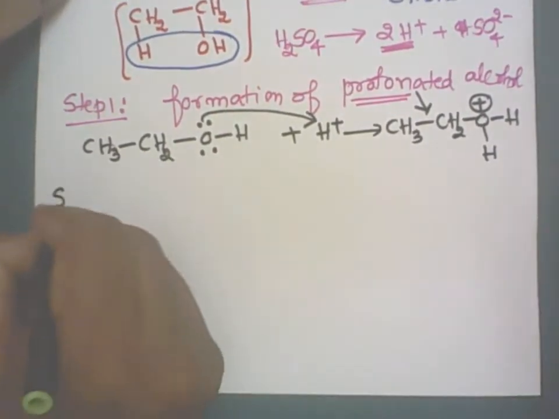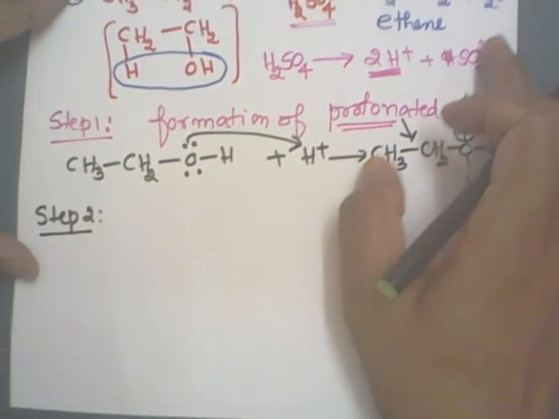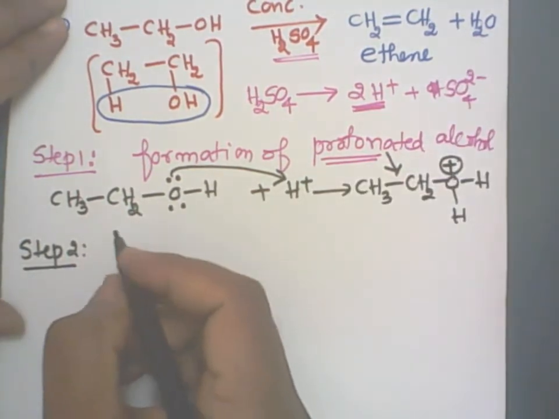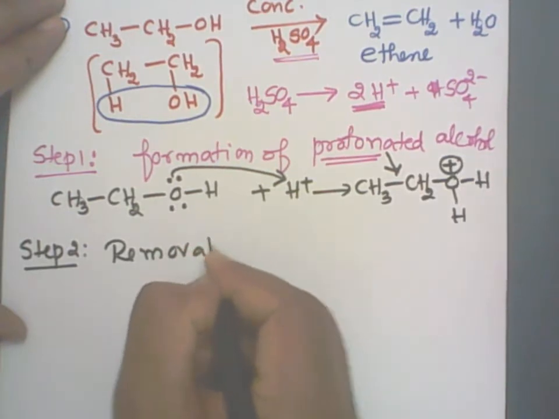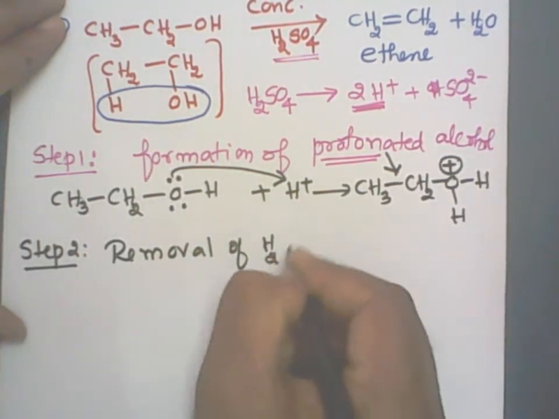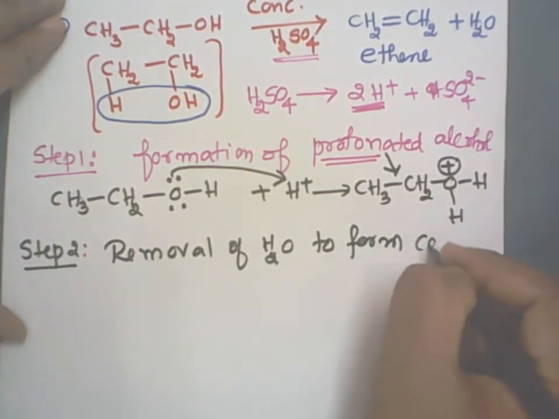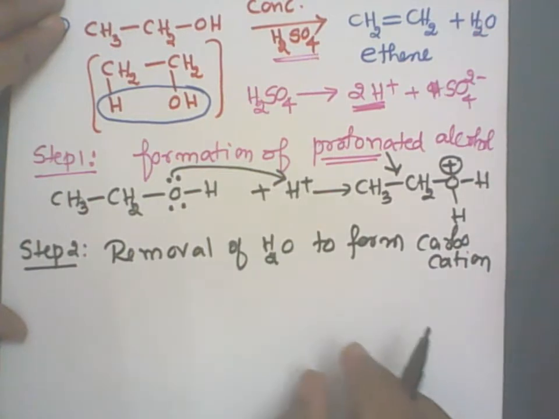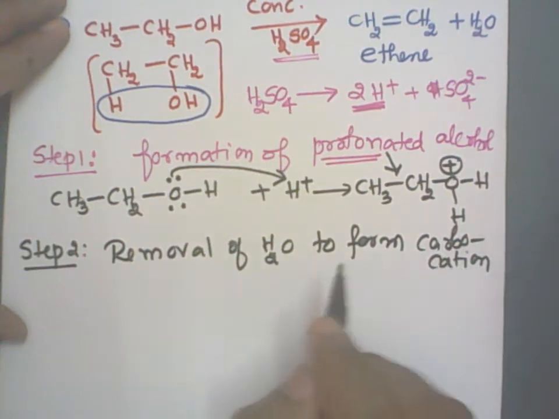Step number 2. Now in step number 2, what will happen? Removal of a water molecule takes place. So the second step is called the removal of a water molecule, removal of water H2O to form a carbocation. What is a carbocation? A carbocation is nothing but a cation, a positive charge on the carbon atom.